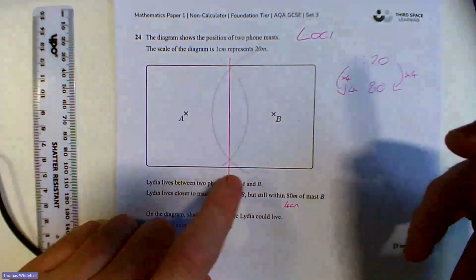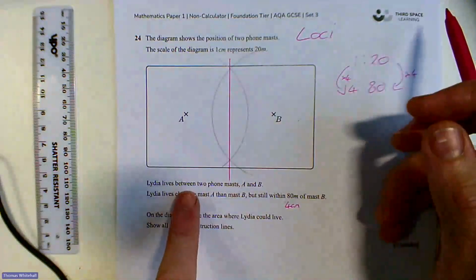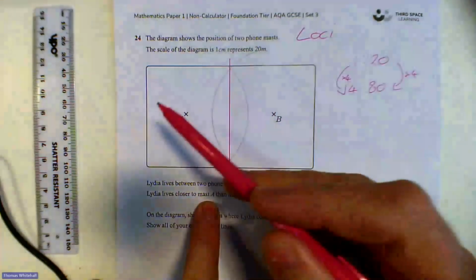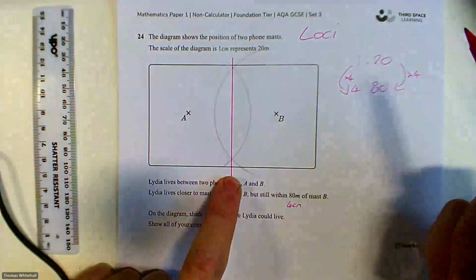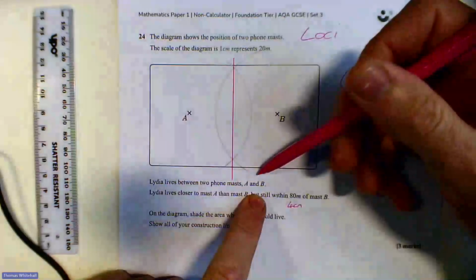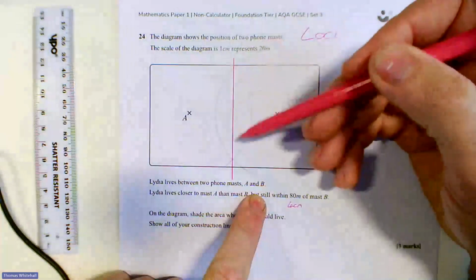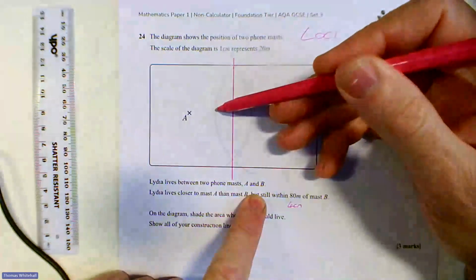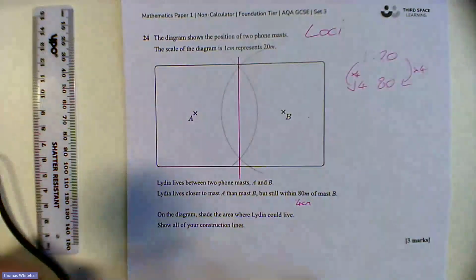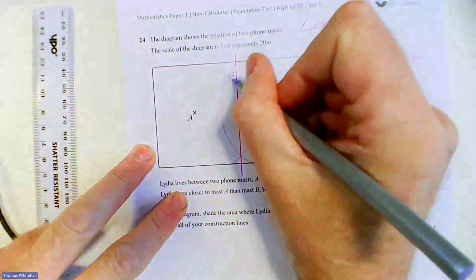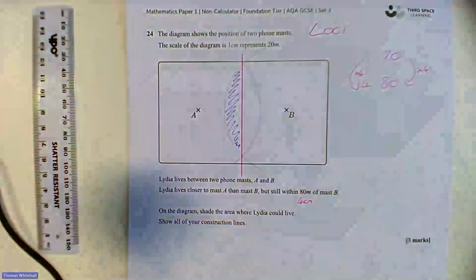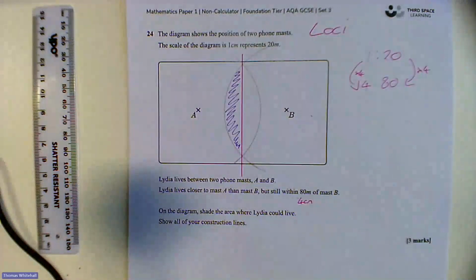Now, coming back to our original, we know Lydia lives closer to mast A than B, so she must live this side of the pink line, but she lives within 80 metres of mast B, and that was this arc here. So she lives to the left of this line, but to the right of this line. So what that means is that we know that Lydia lives anywhere in this area here. So we don't know exactly where she lives, and we've now done it.